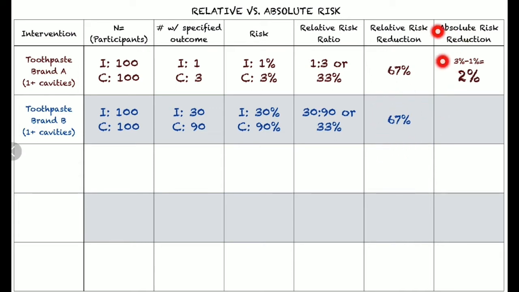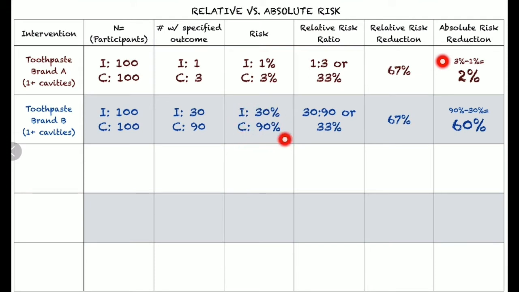Now, the difference here is when we look at absolute risk reduction. Remember, the relative risk reduction is the same, 67%. However, look at the absolute. What was your risk if you did not use our toothpaste? 90% that you were going to get a cavity, compared to 30% if you did use our toothpaste. So what that means now is the absolute risk reduction is 60%, because 90 minus 30 is 60%. So even though the relative risk reduction is the same, the difference is what is your baseline risk.